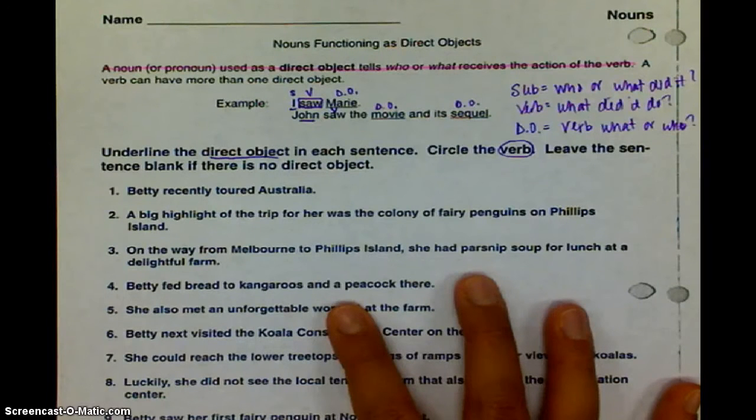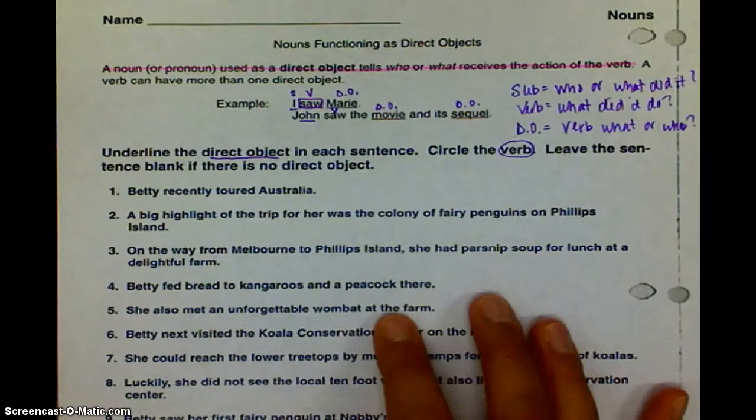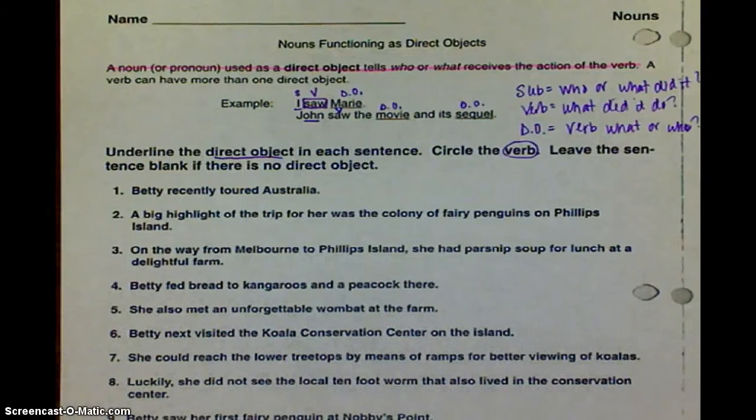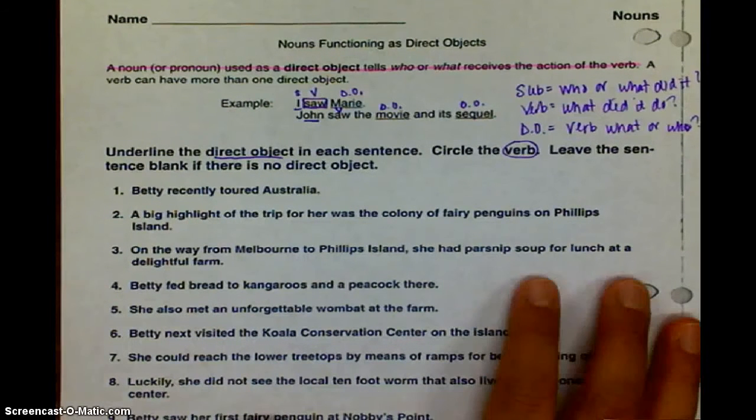So, in order to find the verb and the direct object, you first have to find the subject. So you're going to be asking those three questions. Who or what did it? What did it do? Verb what or who? To find what you need. Okay? And again, we're going to do 1 through 5 together, and then you'll do 6 through 14 on your own. Okay? So, look at number 1.